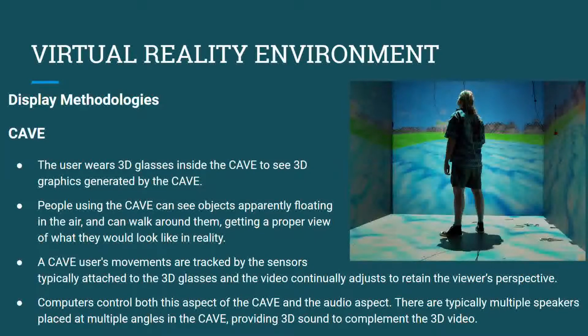In a cave, the user's movements are tracked by sensors typically attached to the 3D glasses the user is wearing, and the video is continuously adjusted to retain the viewer's perspective. A computer controls the visual aspect of the cave and the audio aspect. Here audio is very important to give the real feel.